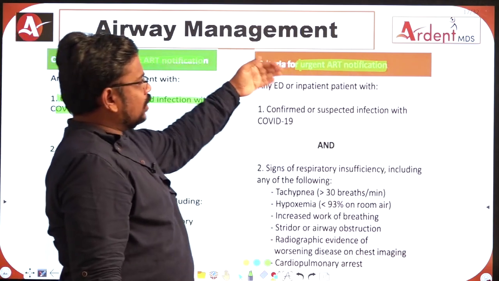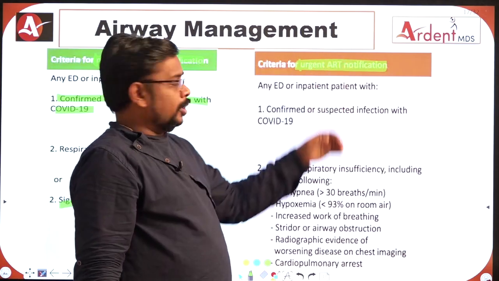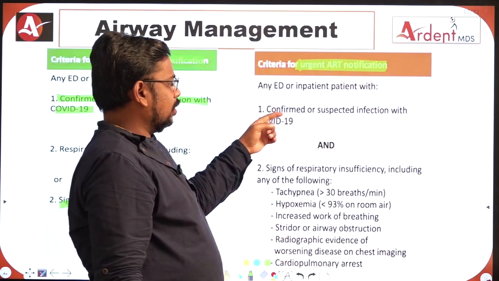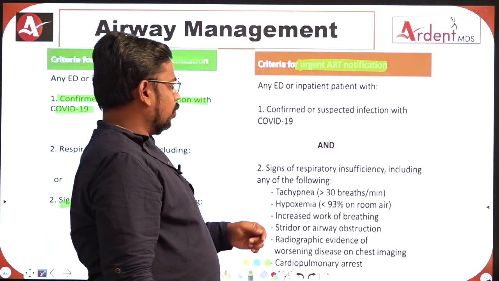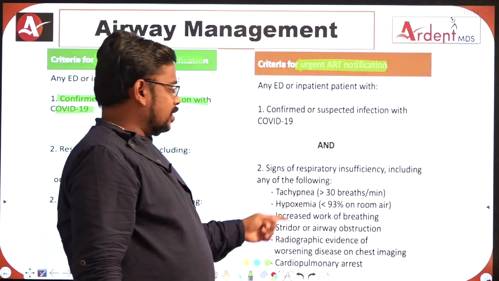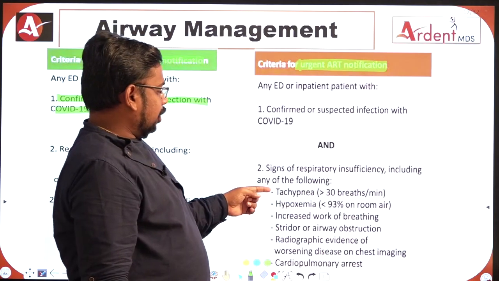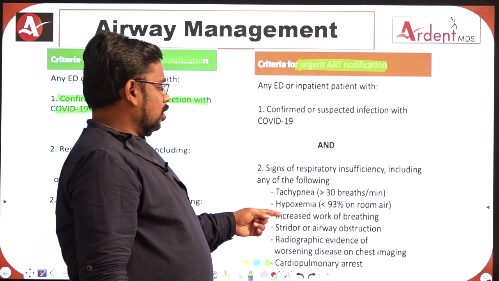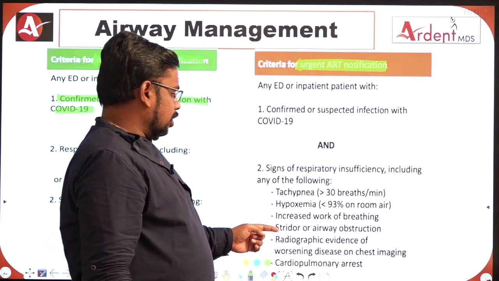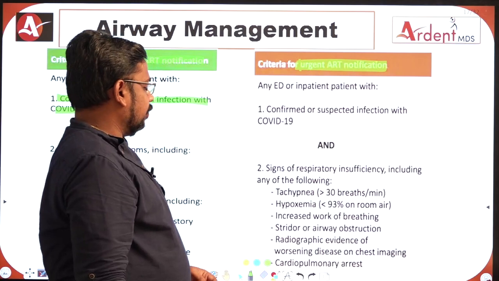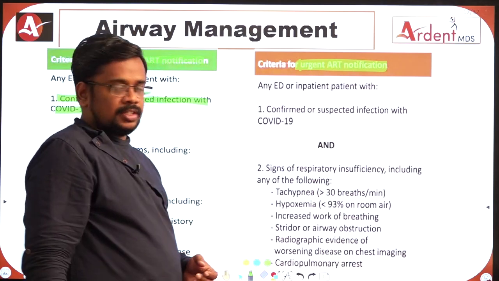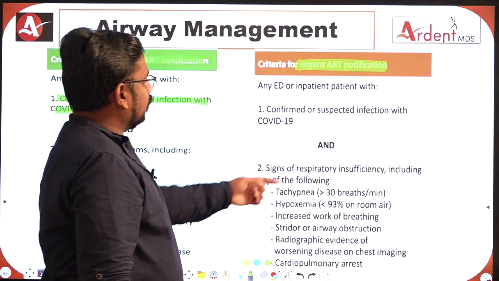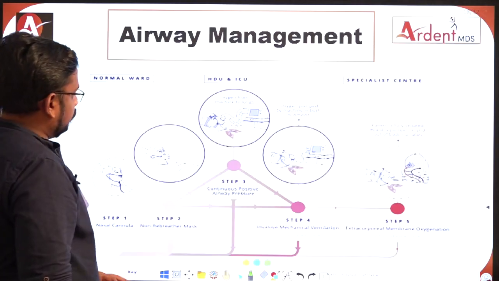The criteria for the urgent airway response team notification is in case of confirmed or suspected infection with COVID-19 and one of these signs: tachypnea, more than 30 breaths per minute, hypoxemia, increased work of breathing, stridor, or radiographic evidence of worsening disease on the chest imaging. So these are indicated for the urgent ART notification.